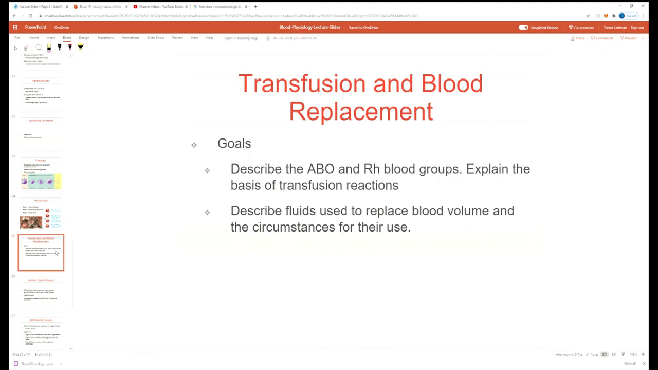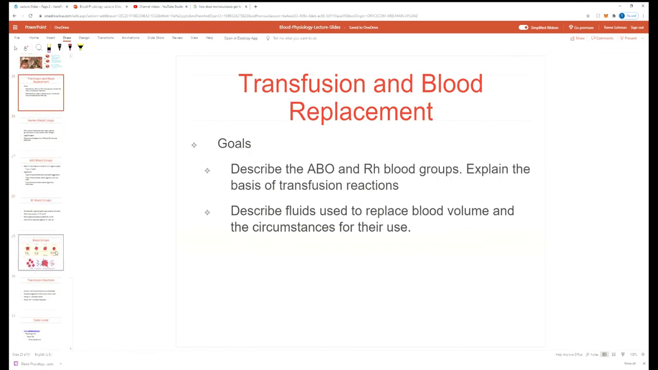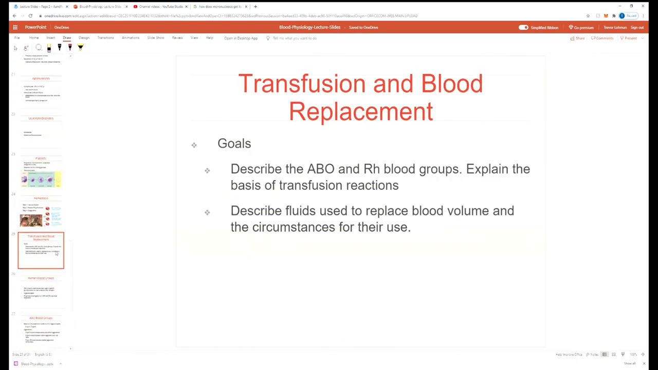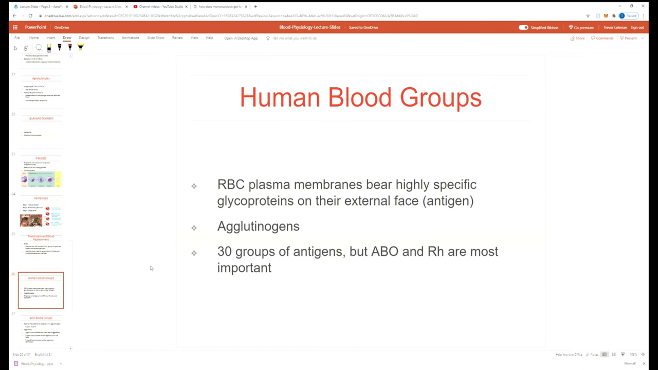And that is it. That really brings us to our last thing here, which we have a few slides for, that I want to slow down and spend some time on, and that is transfusion reactions. So transfusion and blood replacement. So we're going to be talking about the ABO blood typing system, and very briefly the RH groups. And I really want you to understand what types of blood would react with one another, but more importantly, why. So let's get right into it.